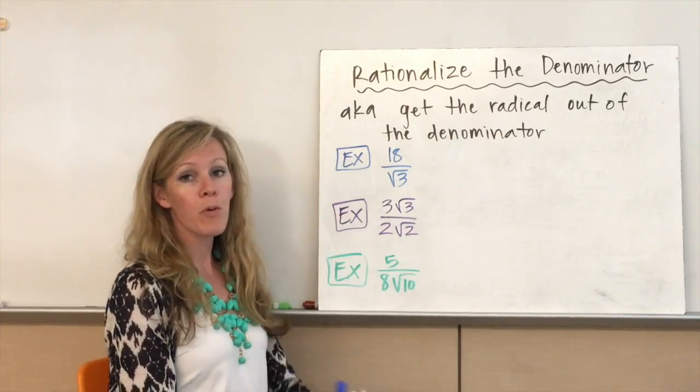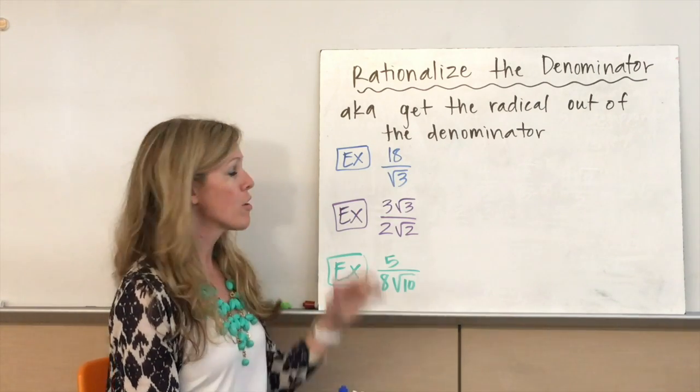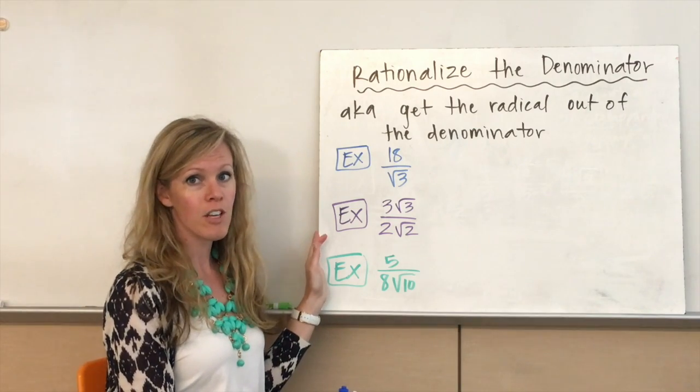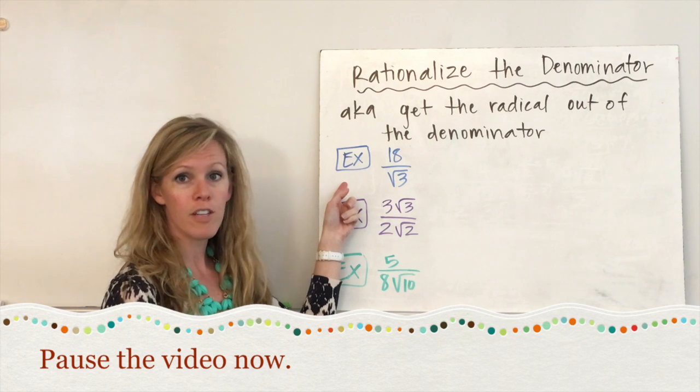So, remember, when we're rationalizing the denominator, our goal is to get the radical out of the denominator. So you'll see I've written 3 examples down here. We're going to do one at a time. So write down the first one, pause the video, and try to solve it on your own.